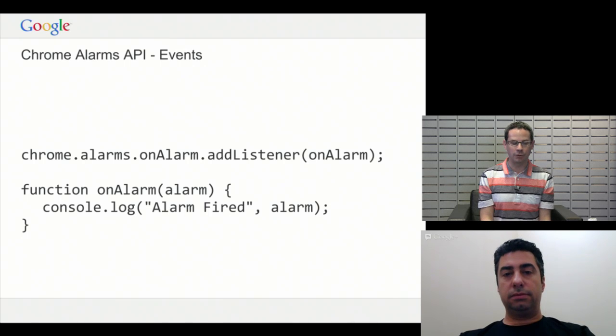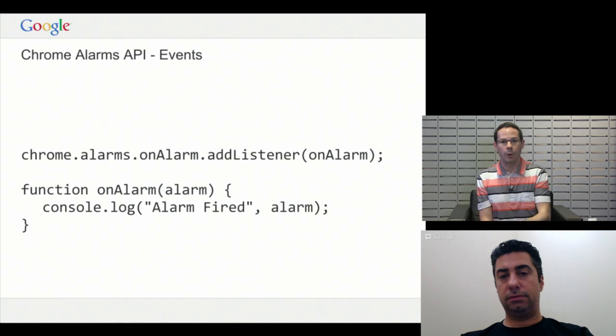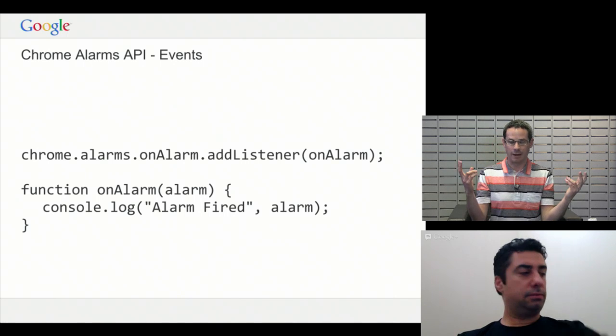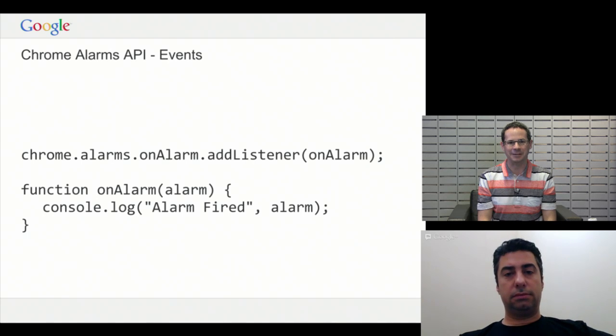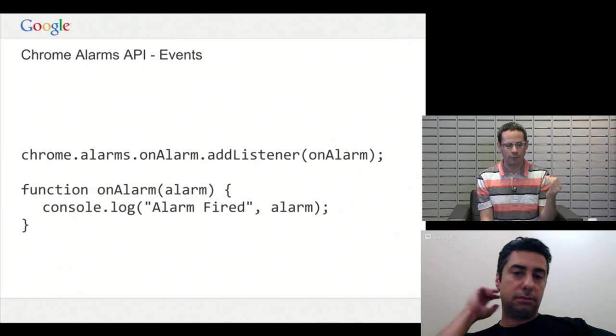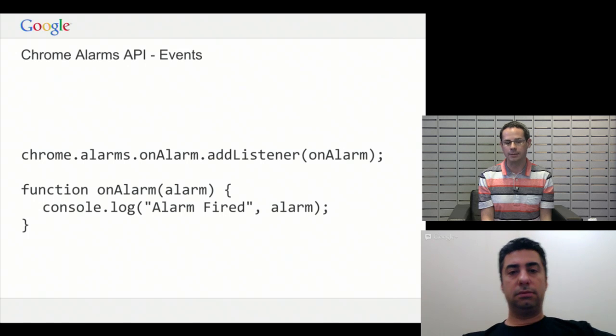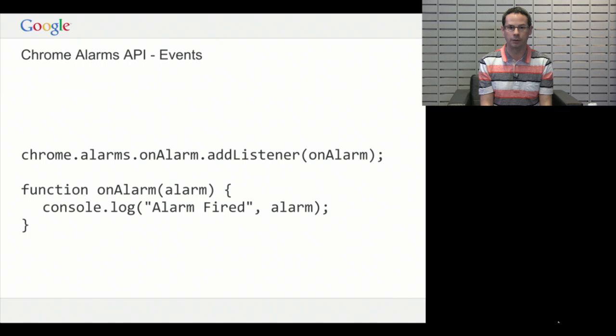And then of course you need to listen for the event. With the Alarms API, it fires an event when the alarm fires. So you just say chrome.alarms.onAlarm.addListener, and then the function name that you want to call. And of course you can use an inline function; you'll see that in a sec when we take a look at the demo. It passes one parameter, the alarm parameter, and in it, it gives back effectively the alarmInfo that you provided, so how often you want it to fire, as well as the name of the alarm.